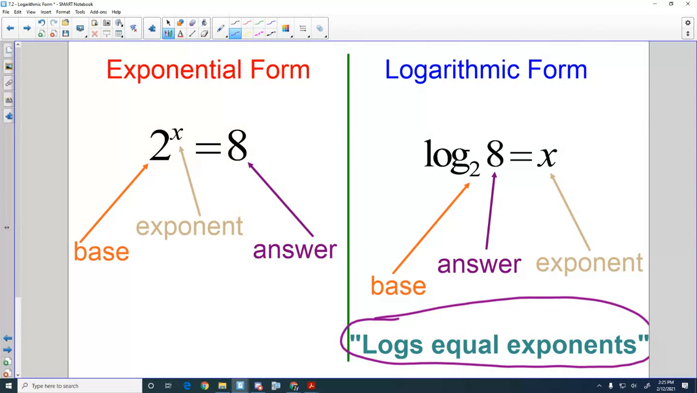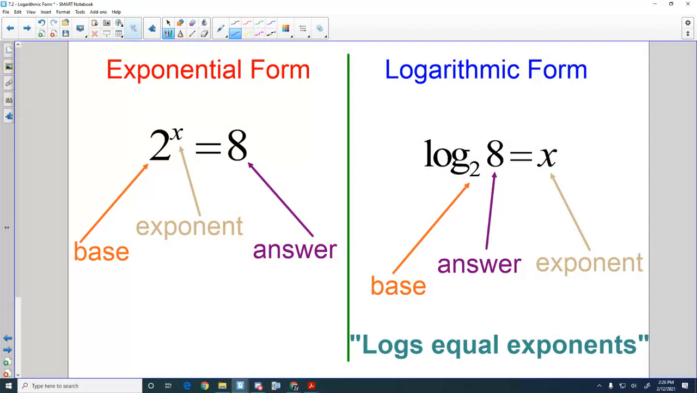So the way that I think of that is when I write a log equation, look at this. This log equals the exponent, right? Because the x was the exponent in exponential form. So whenever you've got a log equal to something, whatever's on the opposite side of the equal sign from the log, that is your exponent, okay? Because logs equal an exponent. Now, what about those other two numbers, the answer and the base? How do you remember where each of those go?